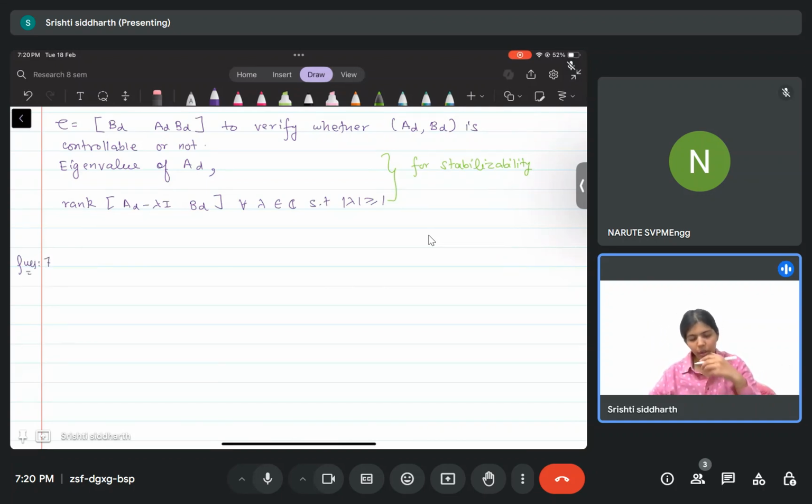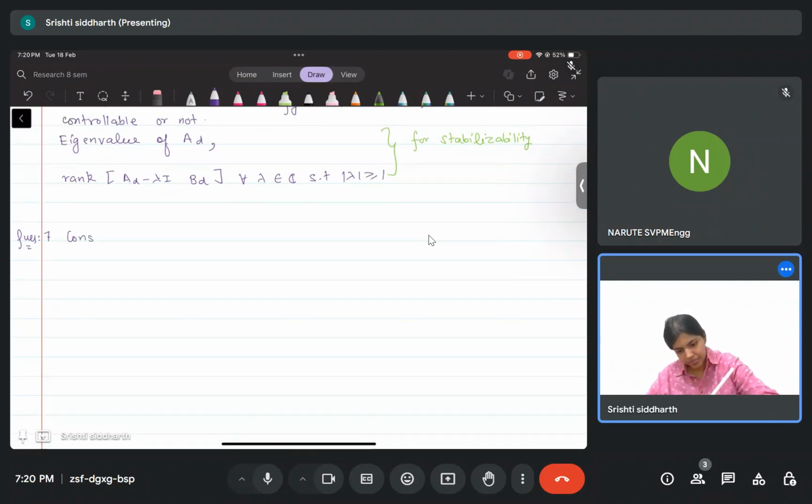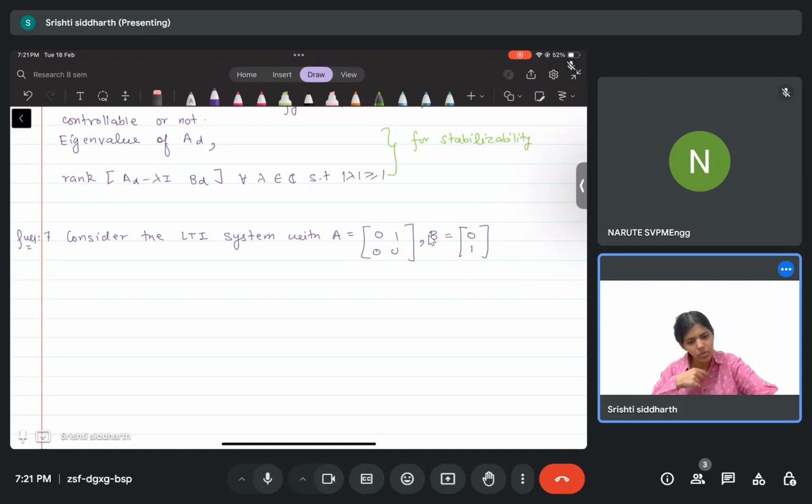So we have just seen how to comment on stabilizability and controllability of a discretized system. Consider the LTI system: A equals [0, 1; 0, 0], B equals [0; 1], and C equals 0. We have to determine the values of T, which is the sampling time, that preserve controllability.